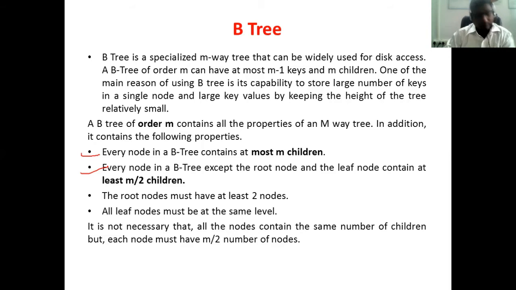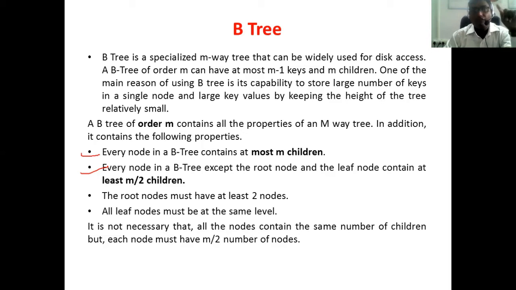There is not a condition where one leaf node is on the 4th level, another leaf node is on the 3rd level, and another leaf node is on the 2nd level. That condition will not happen with a B tree. In a B tree, all the leaf nodes will be on the same level. So these are the different properties of a B tree.